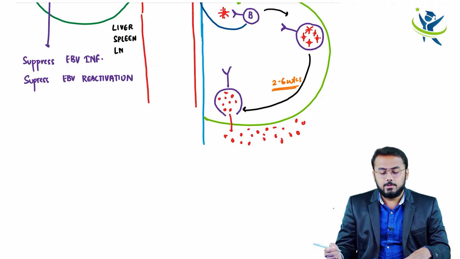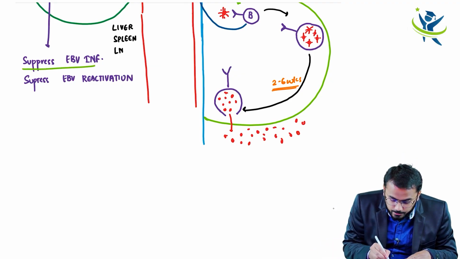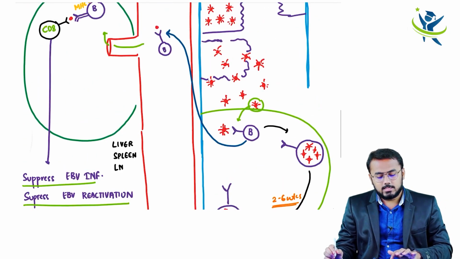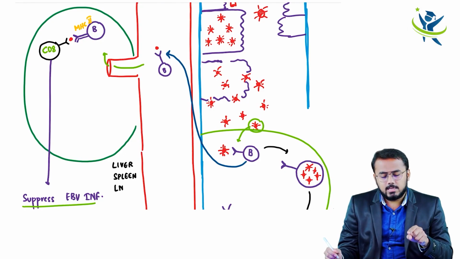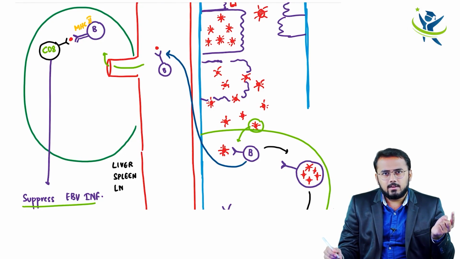It will even suppress the EBV reactivation. So these are the two important things which you need to know about what the CD8 T cells are doing. Not only that, B cells on one side will activate the CD8 cells, suppressing the infection.